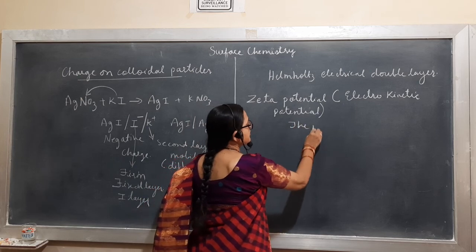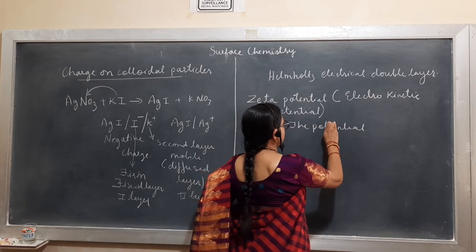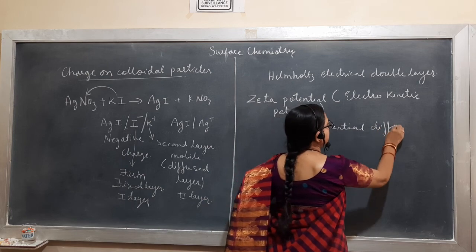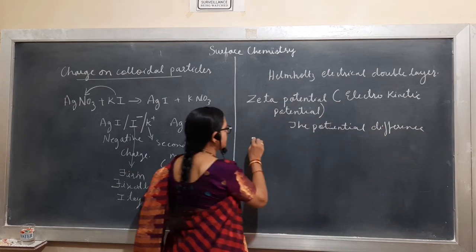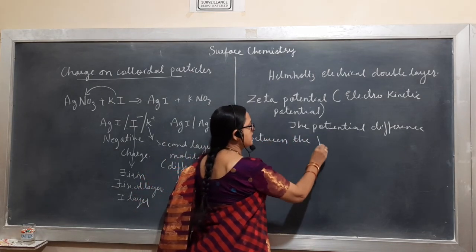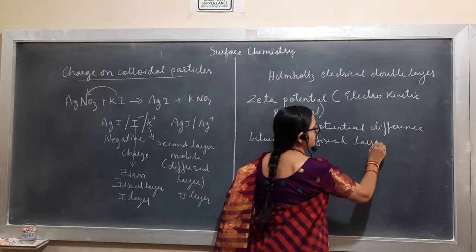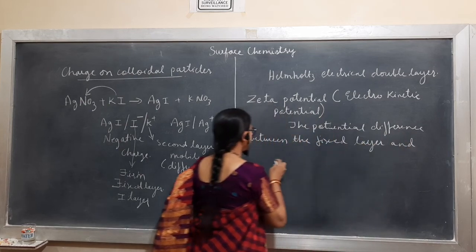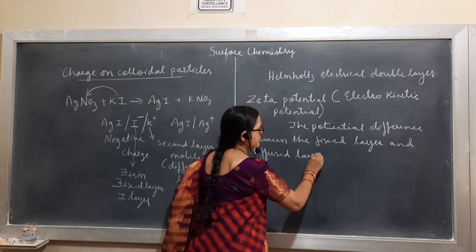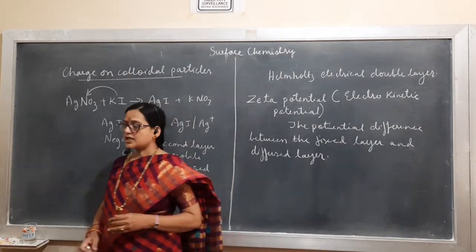The potential difference between the fixed layer and the diffused layer is called the zeta potential. After this, we are going to study the next property.